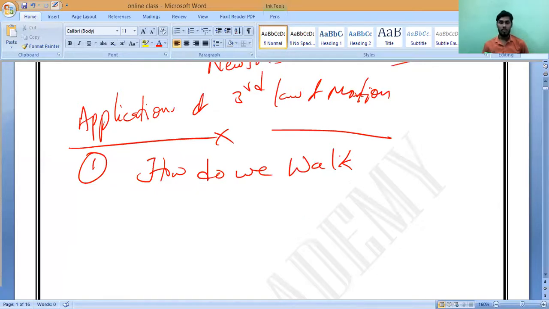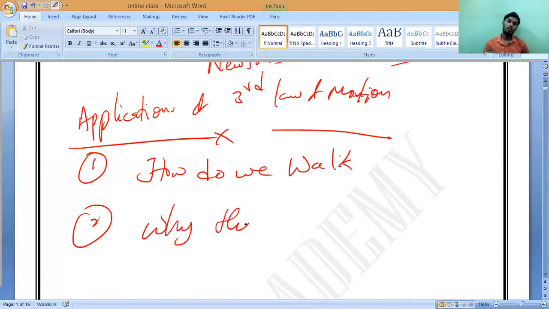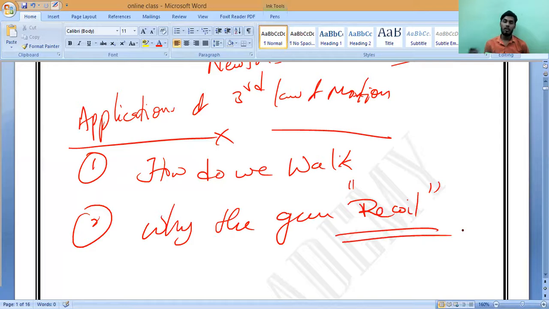So what is the second one which you have studied? The recoil of a gun. What is the recoil? A sudden jerk of the gun. Sudden jerk of the gun means in the sense of what? The backward motion of the gun. Is it yes or no?